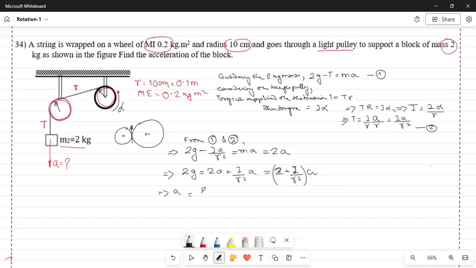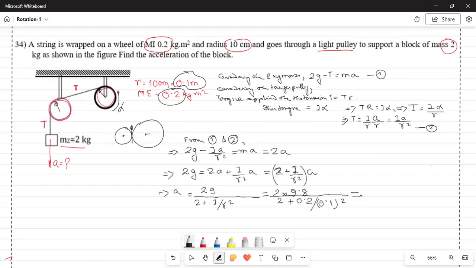Now we get A equal to 2G divided by 2 plus I upon R square. All these values are given. 2 multiplied by G is 9.8, that divided by 2 plus I, the moment of inertia, is given as 0.2 kg meter square, and R square is 0.1 whole square, since the radius is 0.1.